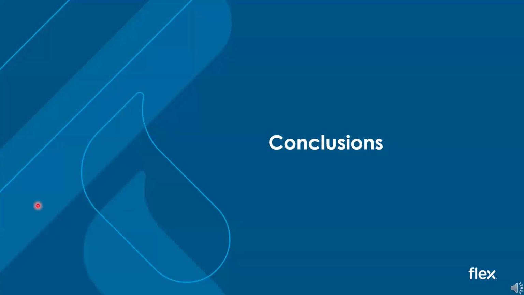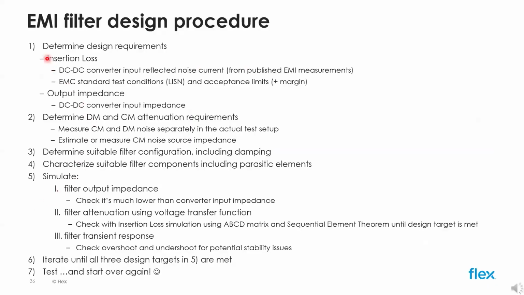Time to draw some conclusions. In summary, this is the EMI filter design procedure we have seen so far. First, we need to determine the design requirement. For an EMI filter, those are insertion loss and output impedance. The input data for insertion loss is the reflected noise current from the DC to DC converter. This is available from the published EMI measurements, and the noise limits from the EMC standard, including the LISN impedances.